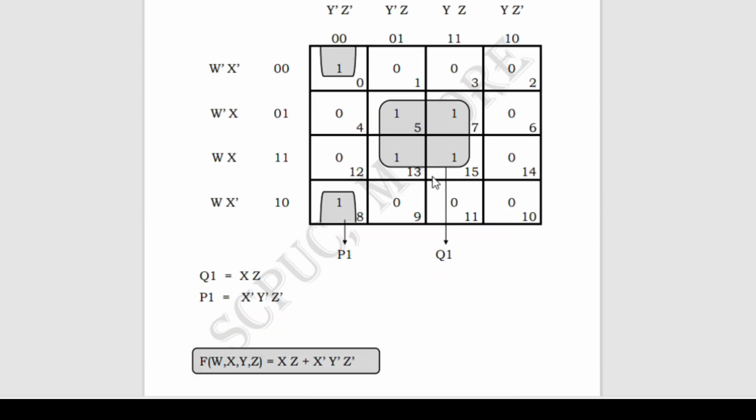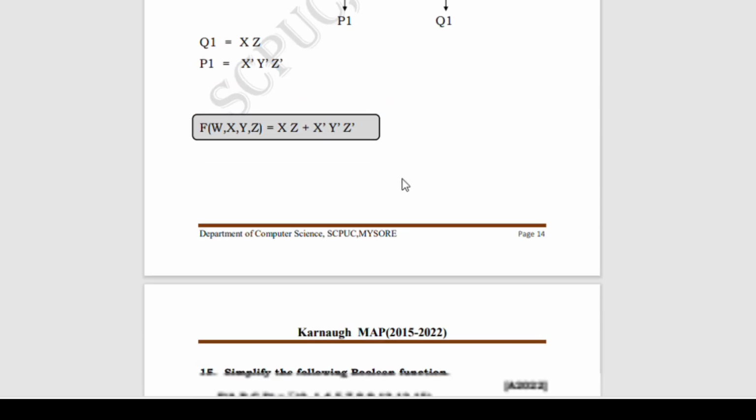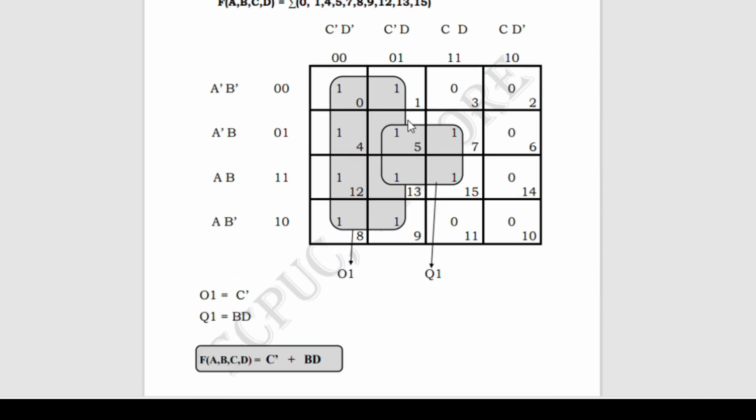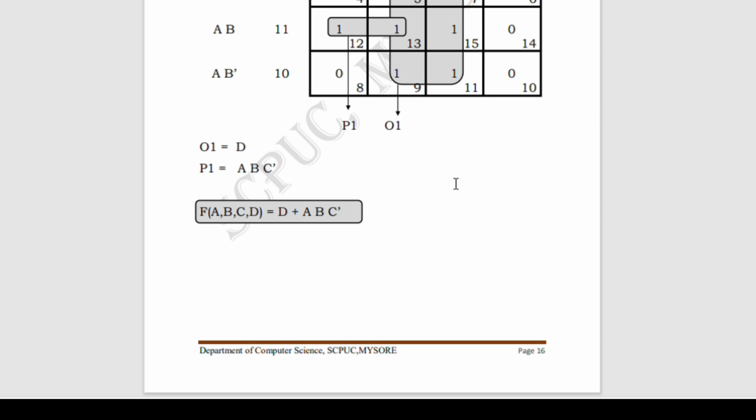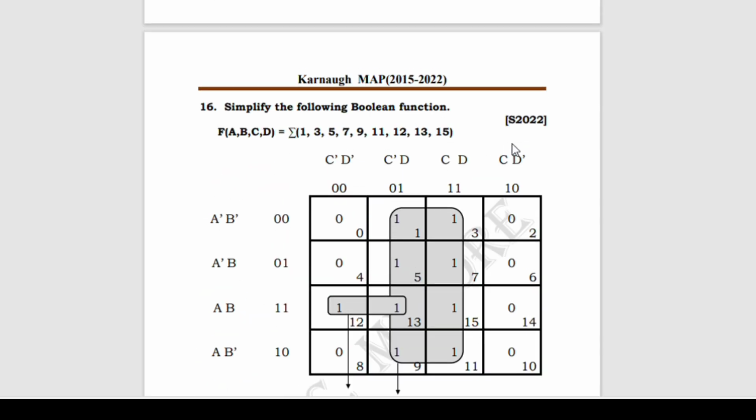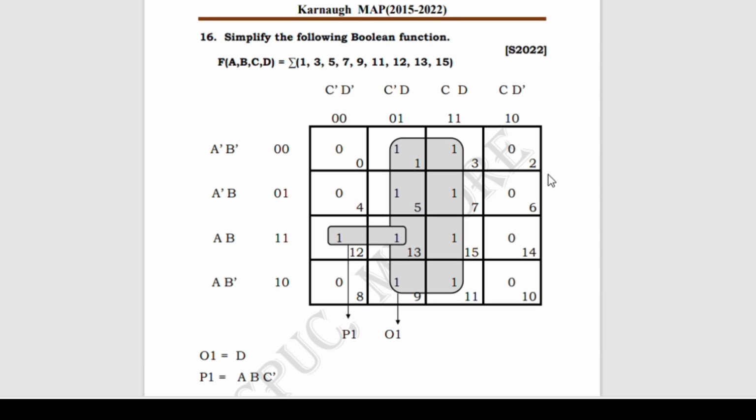This is one quad. See here, when you do map rolling, you get one pair. This is octet and one quad. Again octet, one pair. So this is with the K-map examples. You can take the screenshot of all the K-maps and try all these K-maps by yourself.